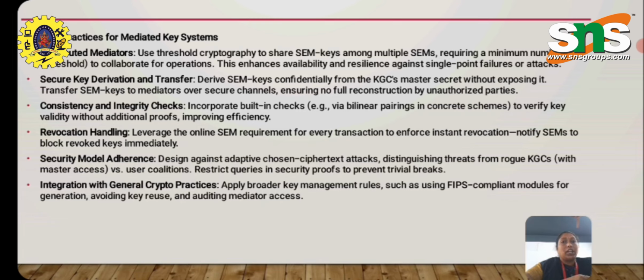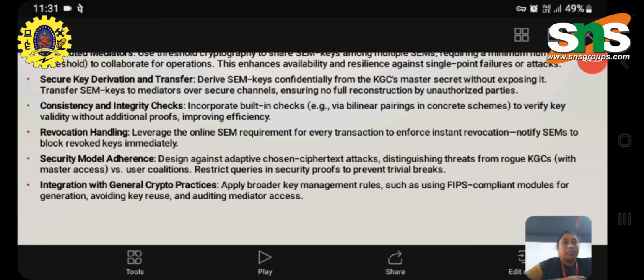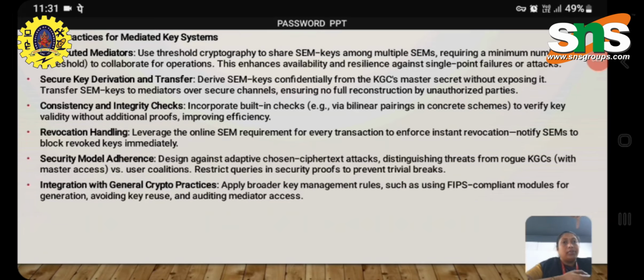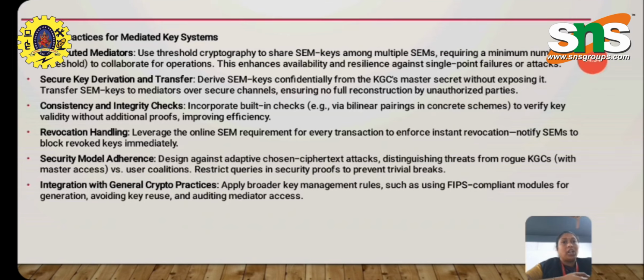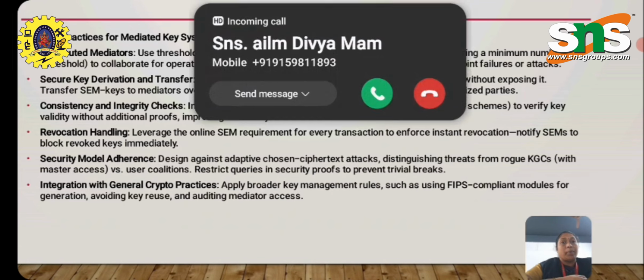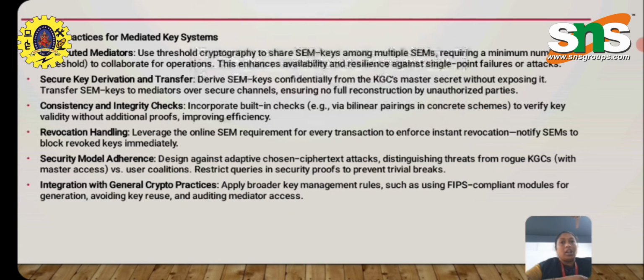Secure key derivation and transfer: keys are derived confidentially from the KGC master secret without exposing it, and SEM keys are transferred to mediators over a secure channel so they cannot be fully reconstructed by unauthorized parties. Consistency and integrity checks incorporate built-in checks to verify key validity without additional proof, improving efficiency.